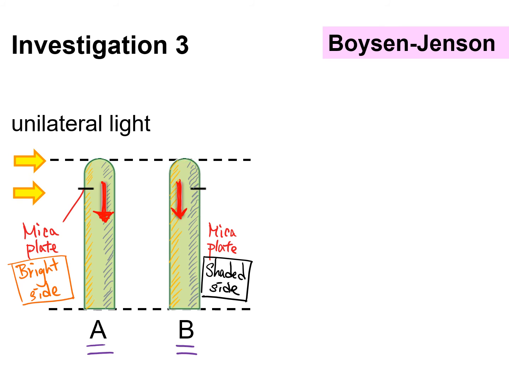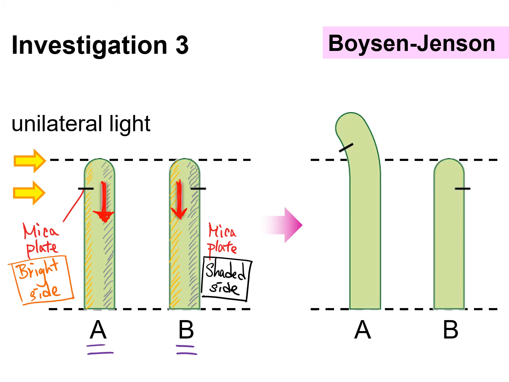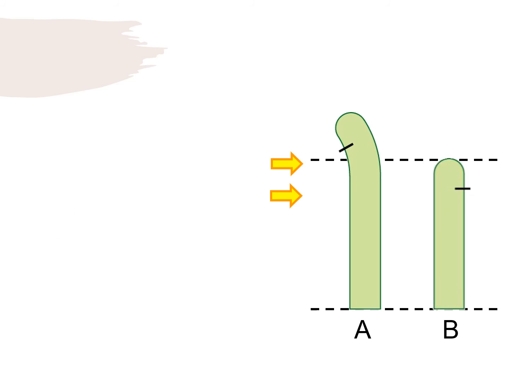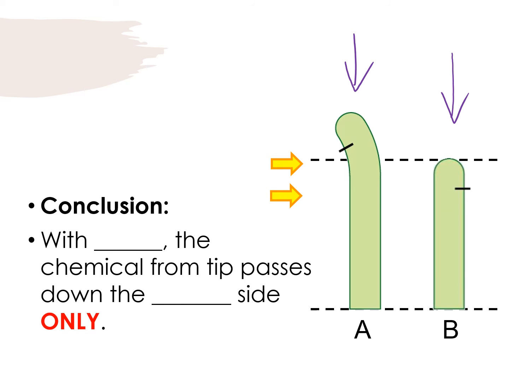They should diffuse down the side without the mica plate. Under the action of the unilateral light, what happens a few days later? Only setup A has the bending and growth, while for setup B, no growth. Why? By comparing setup A and setup B, the conclusion made by Boyce and Jensen is, with light, the chemical from the tip can pass down the shaded side only.